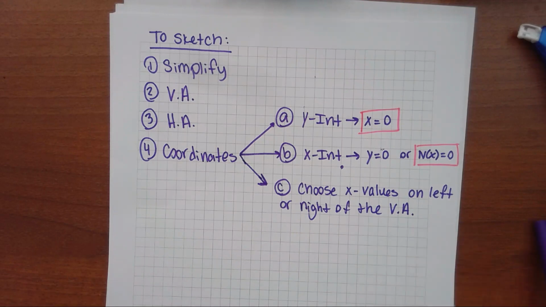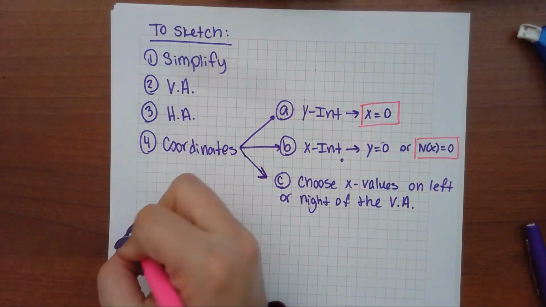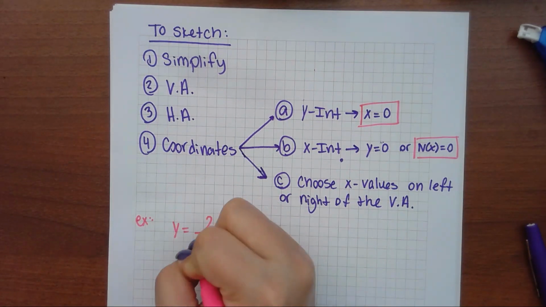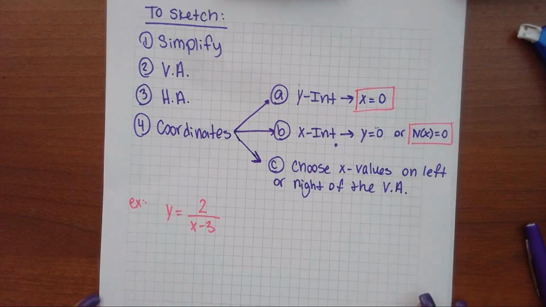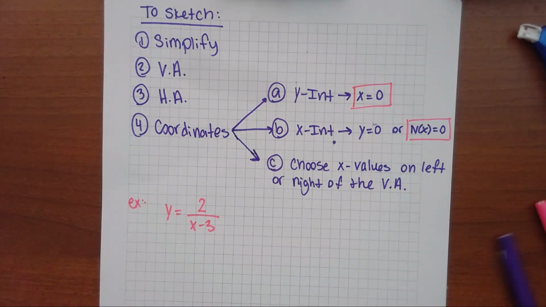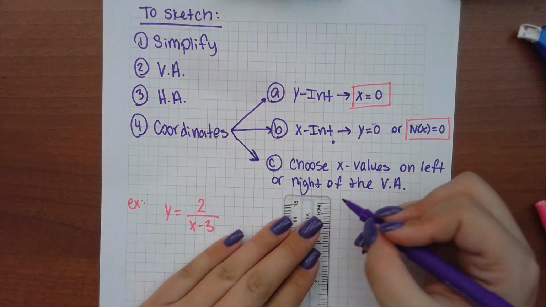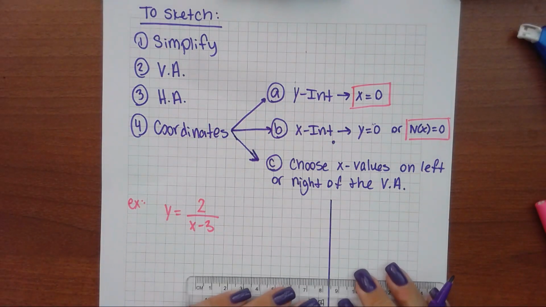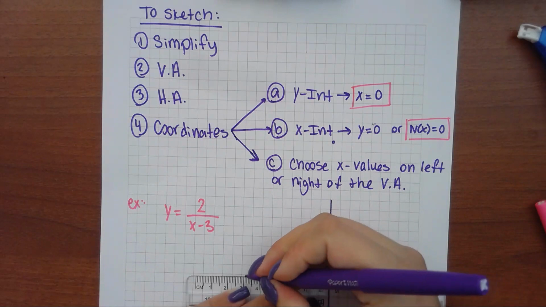Now, for example, let's do one more graphing. y is equal to 2 over x minus 3. So go ahead and find all those things if you can. Pause it and find everything. See if you can get the graph right, and then we'll do it together.